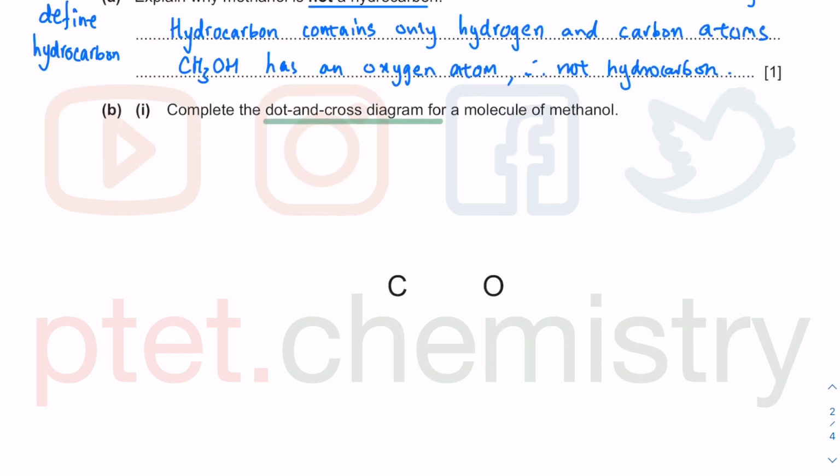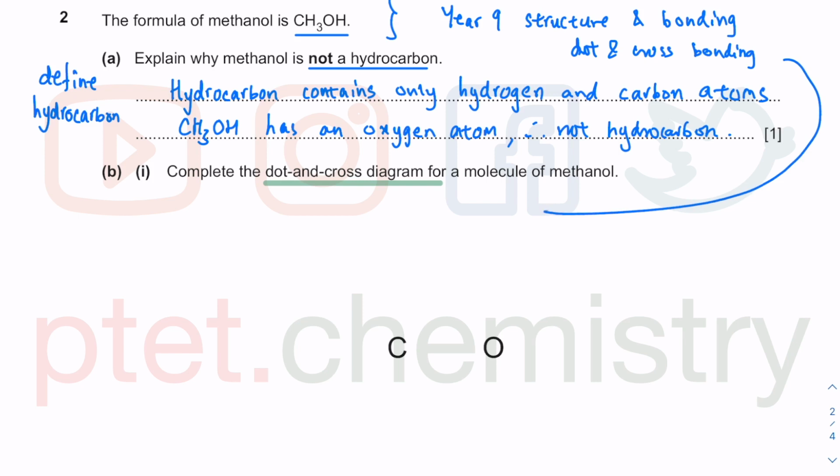Next, the question is straight from Year 9, structure and bonding, as I mentioned. If I try to draw methanol, CH3OH, the displayed formula first: hydrogen forms a single covalent bond because hydrogen just wants to share one electron to complete its outer shell. Carbon with electronic configuration 2,4 has 4 electrons in the outer shell. It wants to share 4 electrons to complete the outer shell, so it forms 4 covalent bonds maximum. This carbon forms 1, 2, 3 covalent bonds.